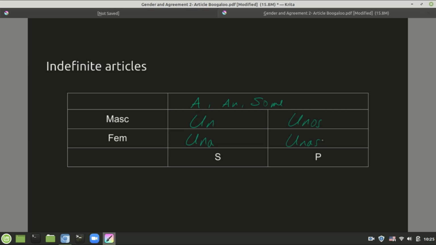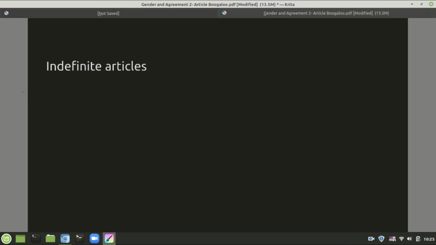So once again, indefinite articles mean a, an, or some. Masculine singular un, masculine plural unos. Feminine singular una, feminine plural unas. Alright, and once again, we're going to put those indefinite articles into some sentences. We're going to use the same words, perro and pluma.